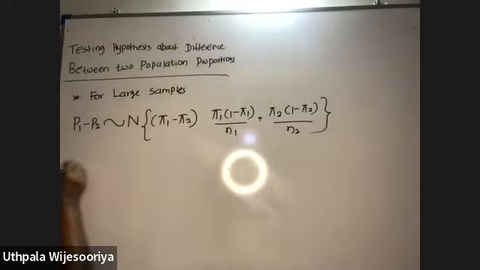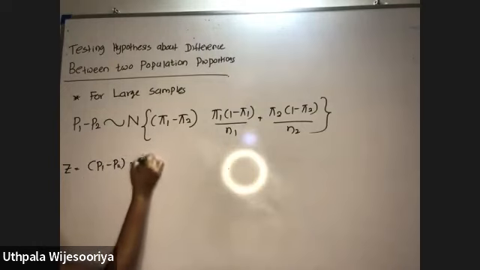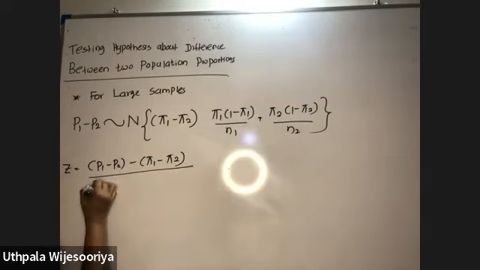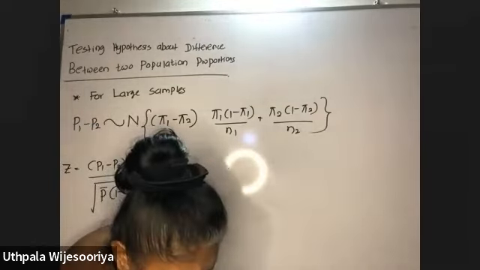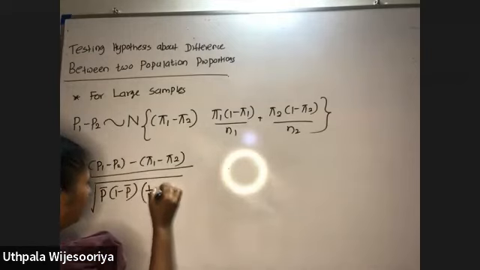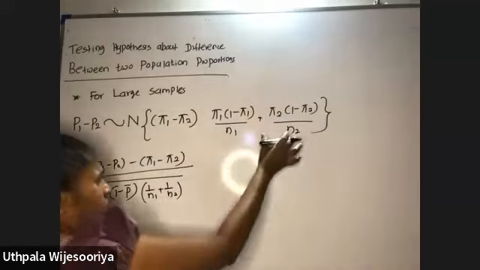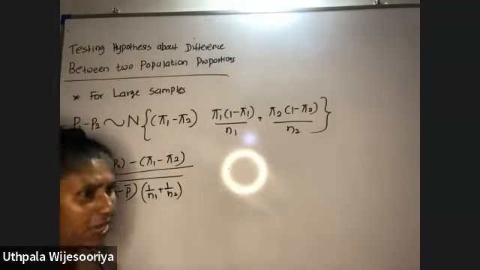Z is equal to, so the numerator is okay, P1 minus P2 minus phi 1 minus phi 2, divided by the square root of P bar into 1 minus P bar into 1 over N1 plus 1 over N2. Again, one special case. The square root of this part goes here, according to normal theory.